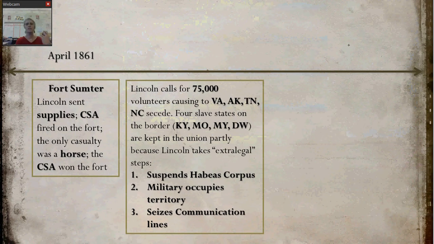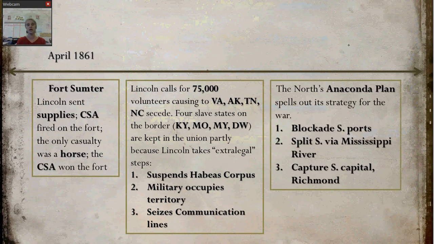So he takes these steps as a way to kind of secure the Union against the South, realizing that this war has officially begun. Then General Winfield Scott, who was pretty old by this point, you might remember old Fuss and Feathers from the Mexican-American War, lays out a plan that becomes nicknamed the Anaconda Plan. This is going to be the North's major strategy during this war.